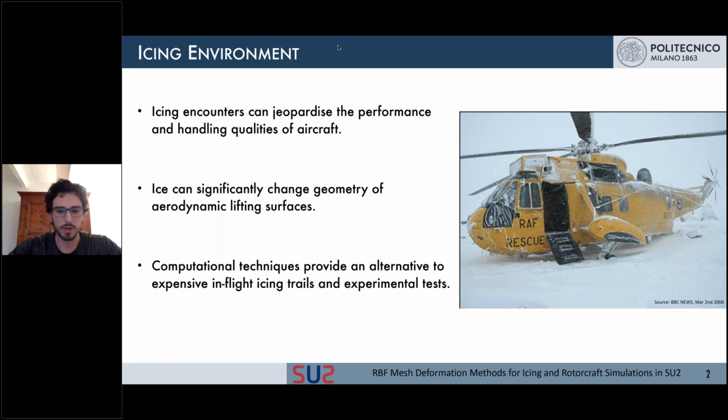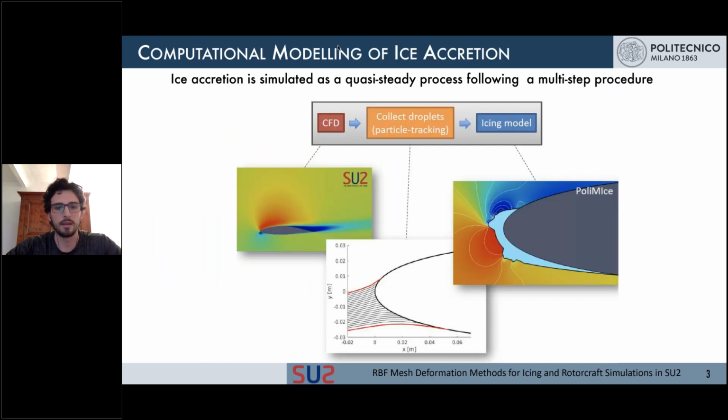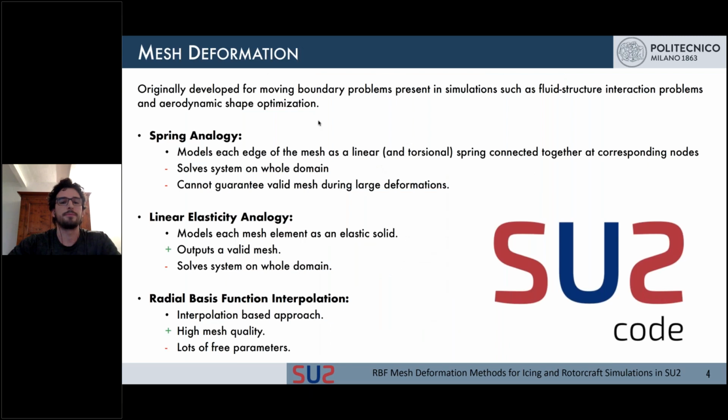And how do we simulate this phenomenon? We use a quasi-steady approximation of the phenomenon, in which we first do the CFD simulation, then we do the particle tracking to account for the amount of water that is caught by the surfaces, and then we have a thermodynamic model that solves the mass and energy balance on the surface. And the mesh deformation just links together the tail and the head of this diagram here. So after we compute the ice accretion, we deform the mesh and we start again with our computations.